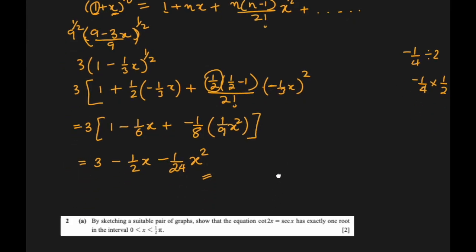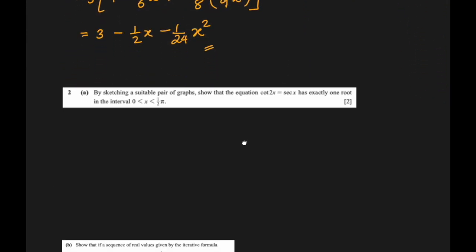Let's go to question number 2. By sketching a suitable pair of graphs, show that the equation cot 2 theta equals secant theta has exactly one root. Suitable, they said suitable pair of graphs. That means we can reciprocate them.